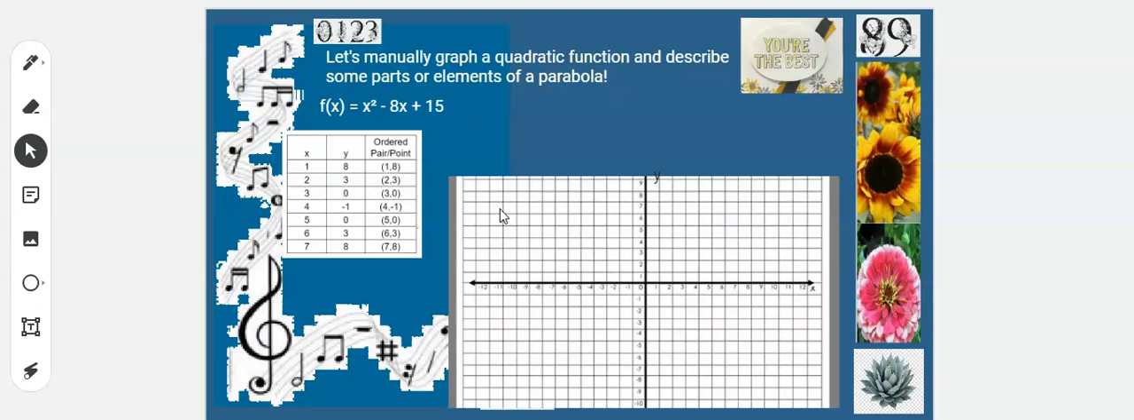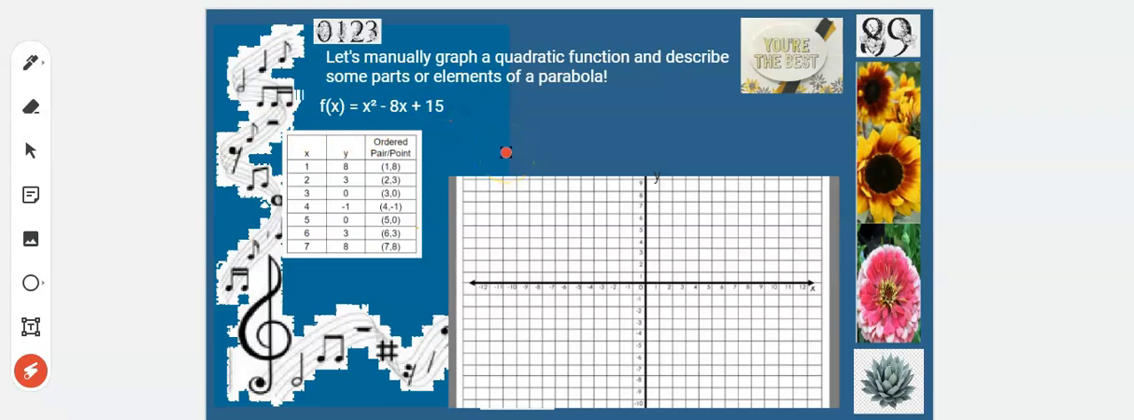At the end of this video lesson, you should be able to manually graph a quadratic function, describe the elements or parts of a parabola, and visualize the opening of the parabola considering the given quadratic function. So let's start with this function. F of x is equal to x squared, negative 8x, positive 15.